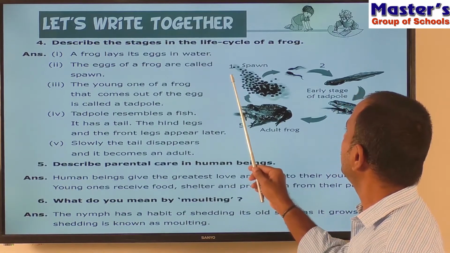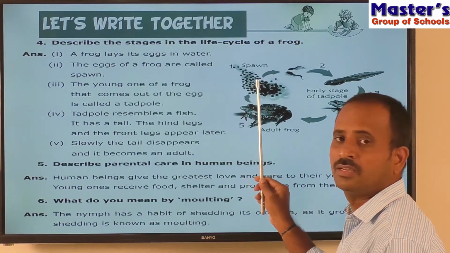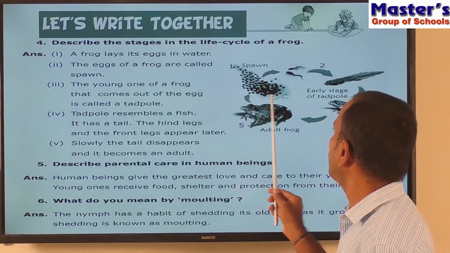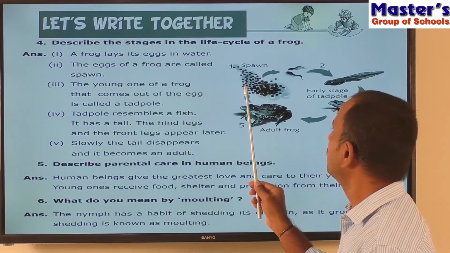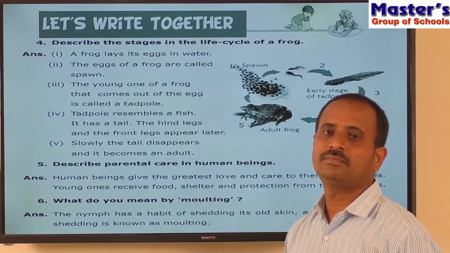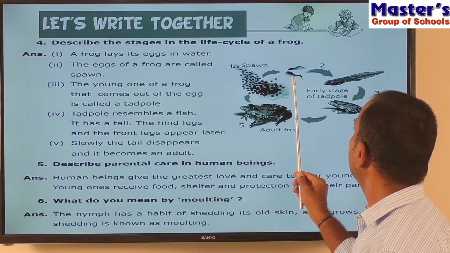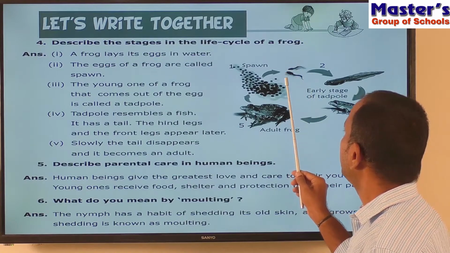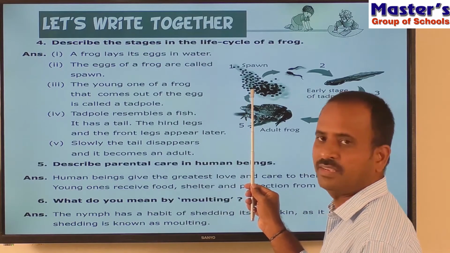What is stage 1? That is spawn. What is spawn? First, the frog lays a number of eggs inside the water. What are these? These black color dots represent the eggs of the frog. Next, what is the second stage? Children, here you are observing small young frogs which have come out of these eggs.